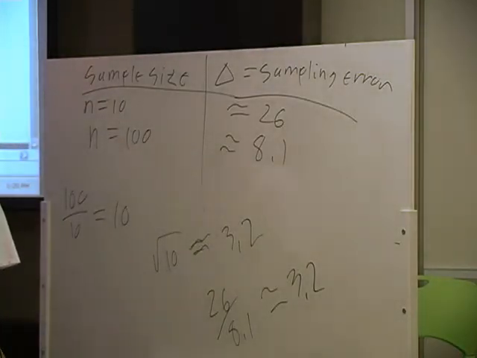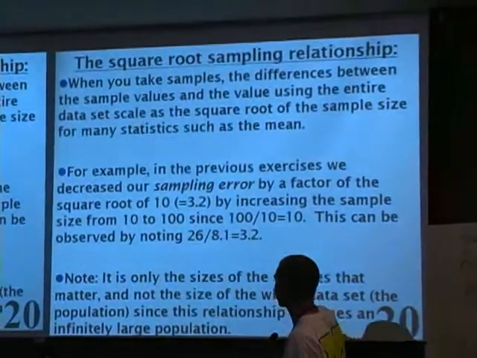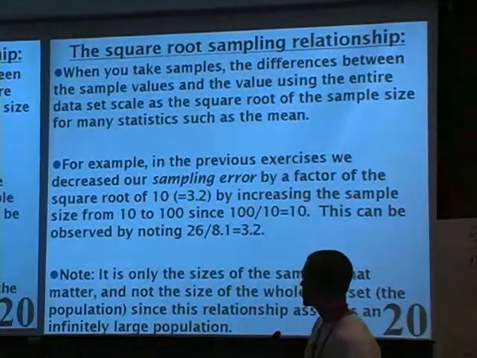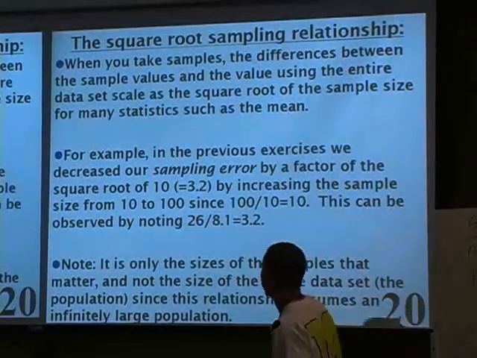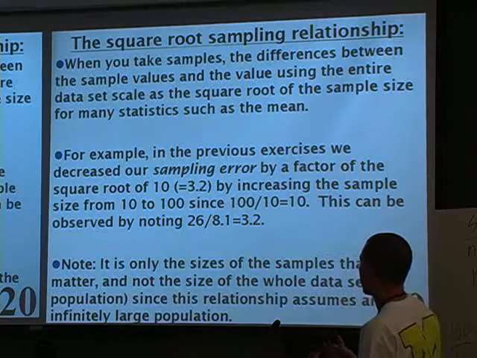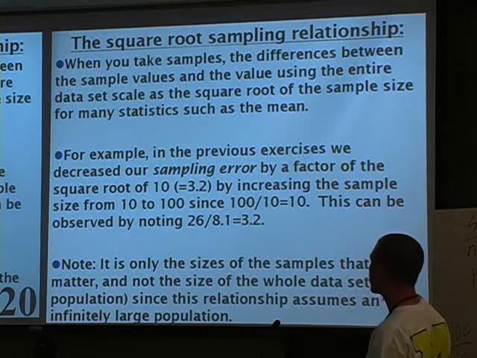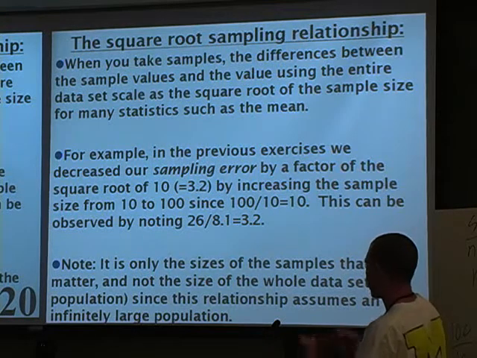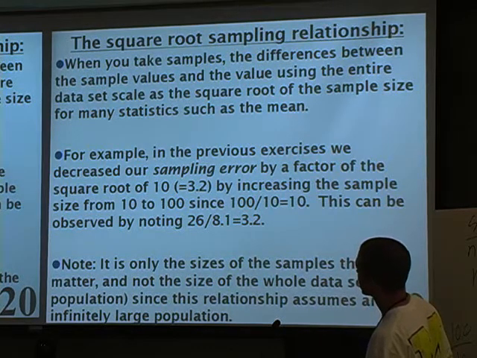The interesting thing to note is that it's only the size of the sample that matters and not the size of the whole data set, because this relationship basically assumes an infinitely large population. So of course, this relationship doesn't work as well as your sample size gets closer to the whole population size, but usually the sample is small relative to the entire data set, so this relationship tends to work pretty well, and your sampling error generally scales as the square root of your sample size.